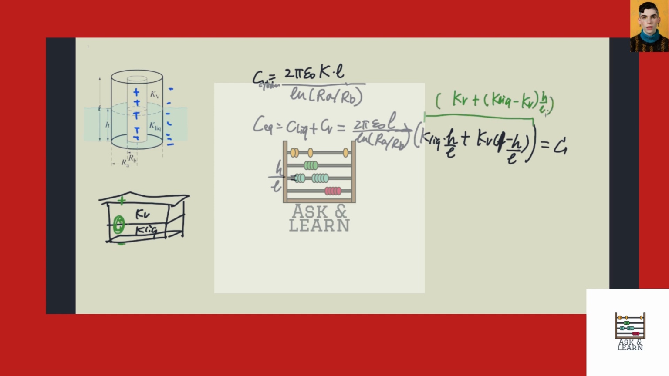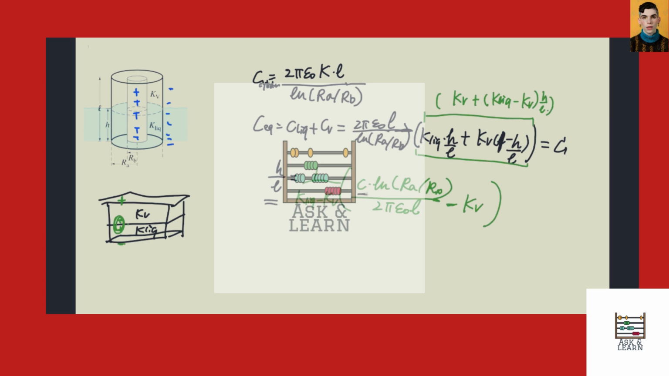So H over L equals C times ln Ra over Rb over 2 pi epsilon naught L. So now we have this on the left side, and we subtract K vapor, and then divide by K liquid minus K vapor. So that would be the fraction in terms of the capacitance.